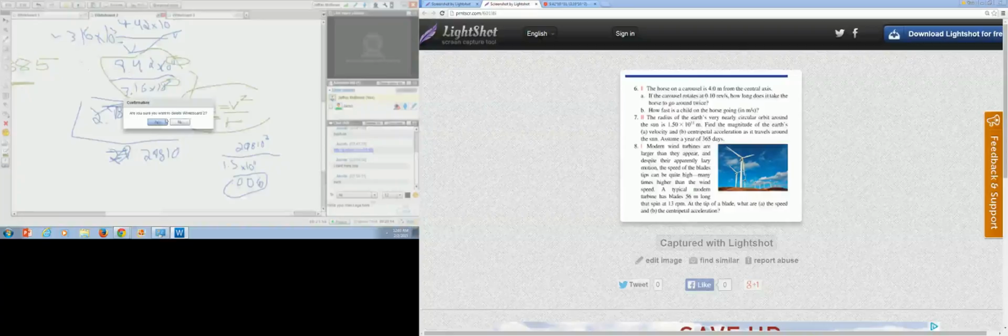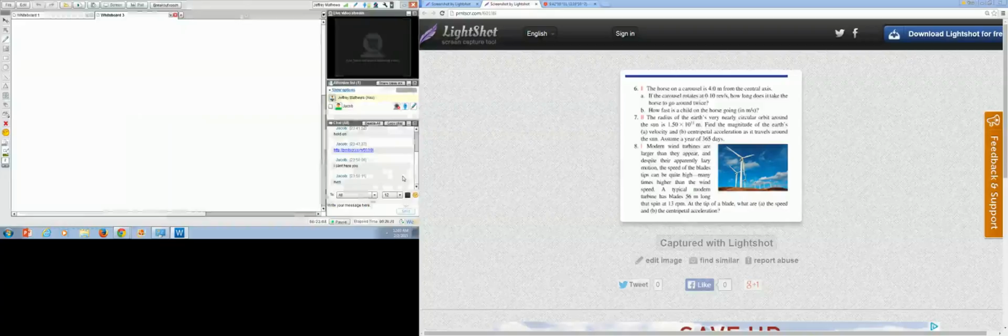So question 8, modern wind turbines are larger than they appear, and despite their apparently lazy motion, the speed of the blade tips can be quite high. Typical modern turbine has, so what all is given to us? Good. And what's the next one?